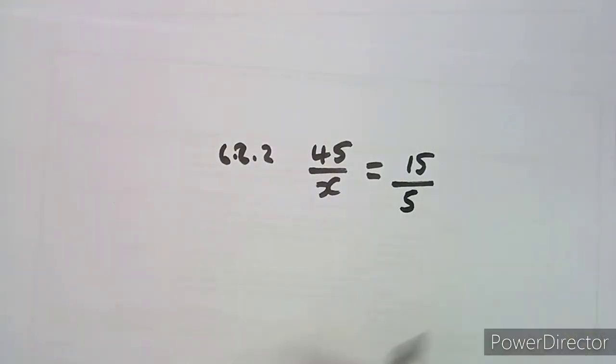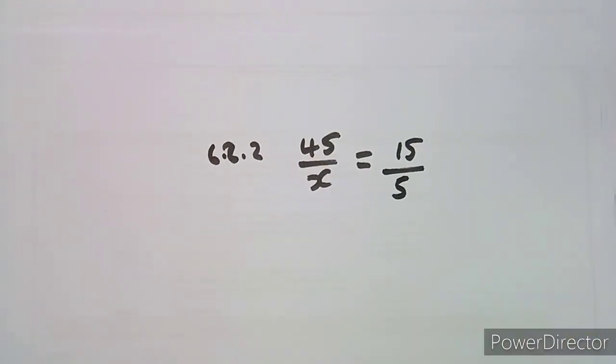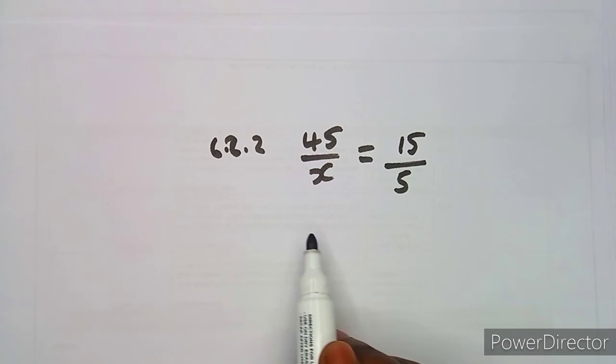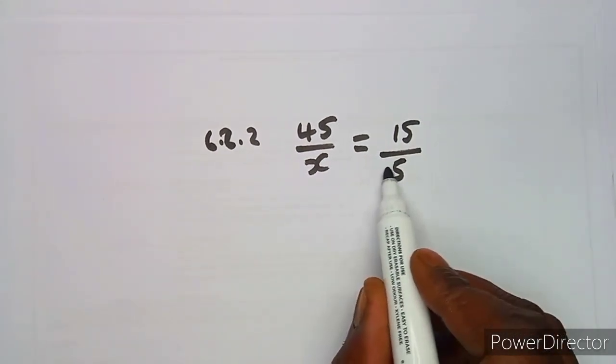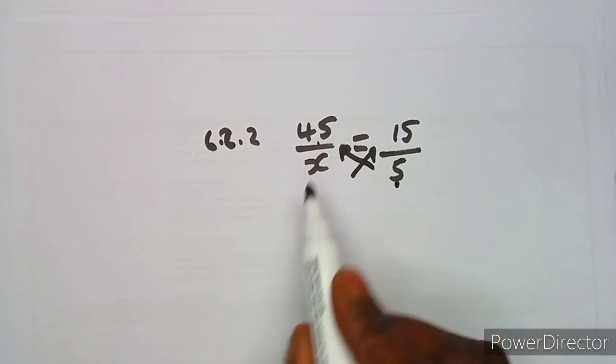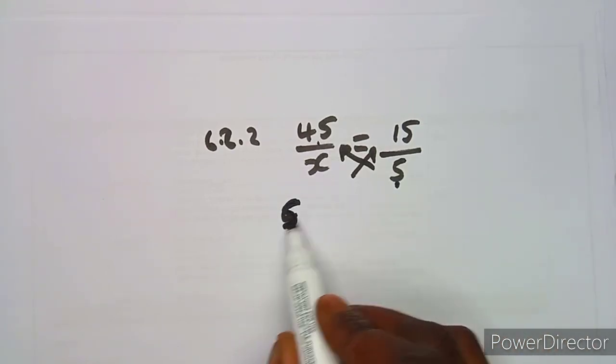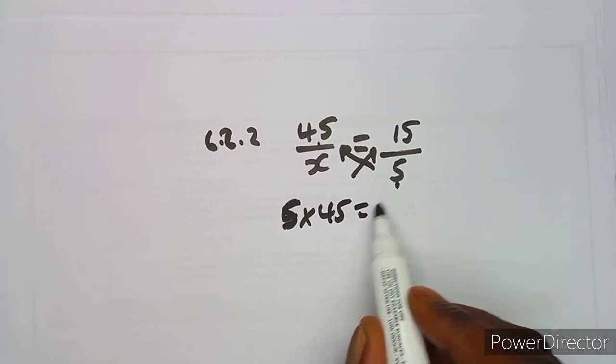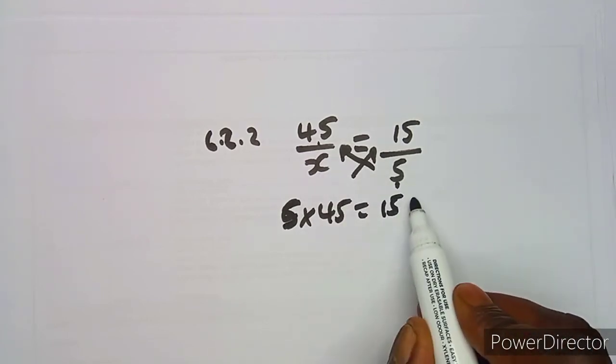All right, like this. So you formulated an equation. You can solve this one for X. So how can I solve for X? So many ways. I can cross multiply. That's going to be something like this. This one times this one, so it's 5 times 45 is equal to 15 times X.